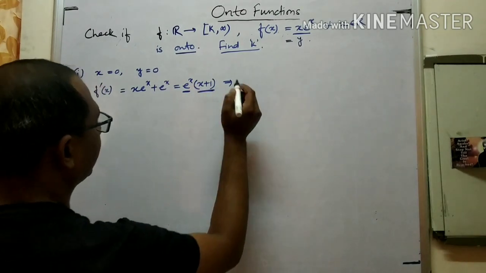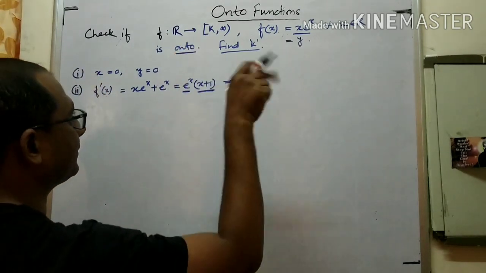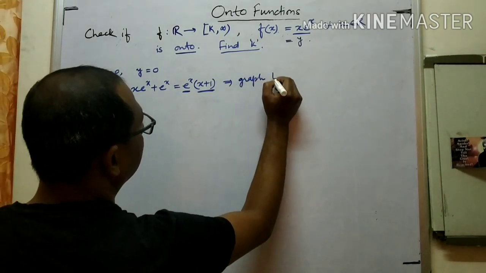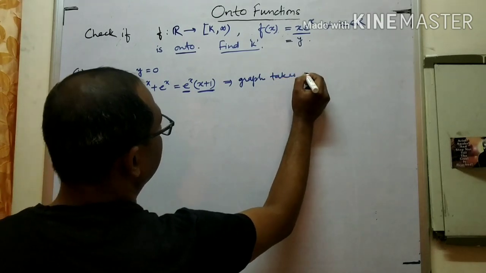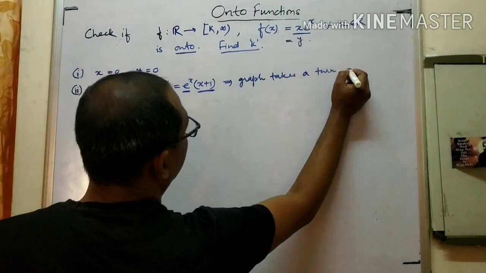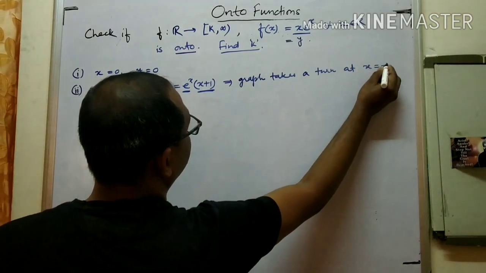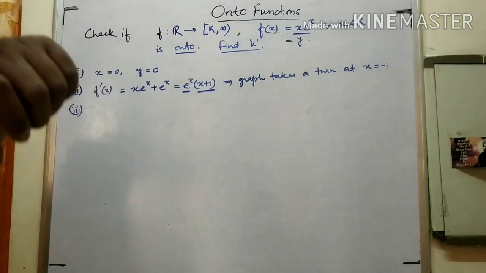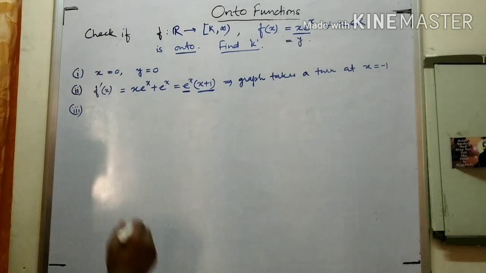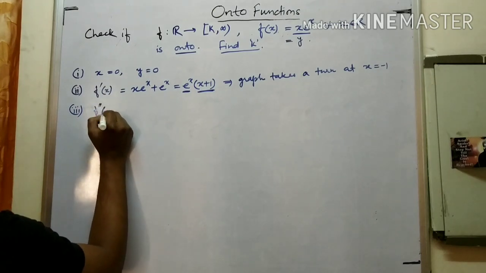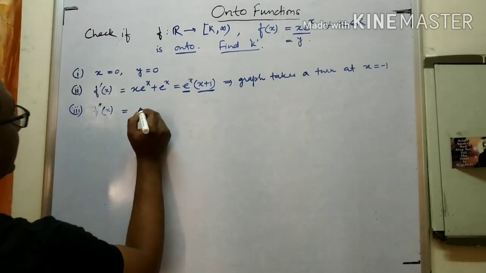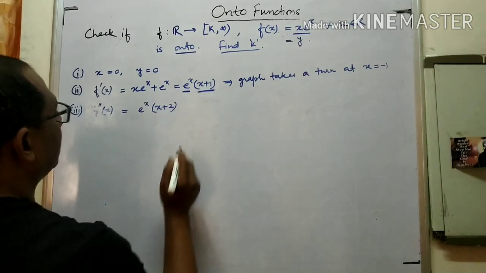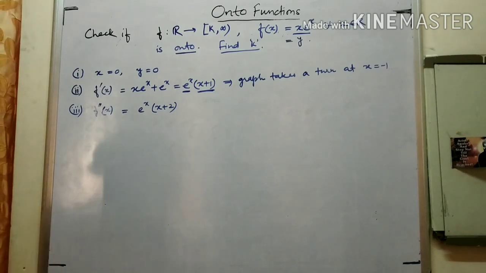If we equate f dash x to 0, we get the turn where the graph is taking a turn. The graph takes a turn at x equal to minus 1. Next we'll try to figure out the maximum and minimum value, so let me get f double dash x. F double dash x I'll be getting as e to the power x into (x plus 2), and this one will be equal to 0.